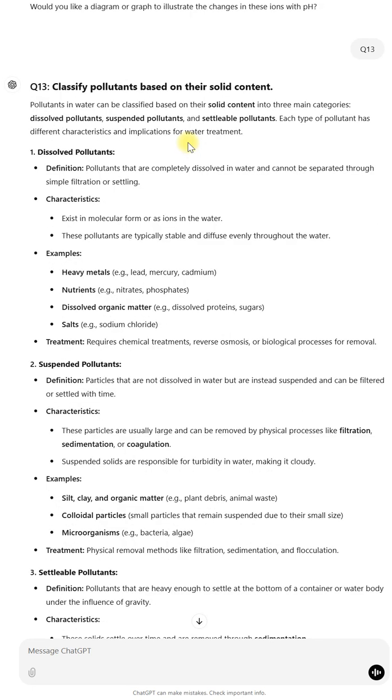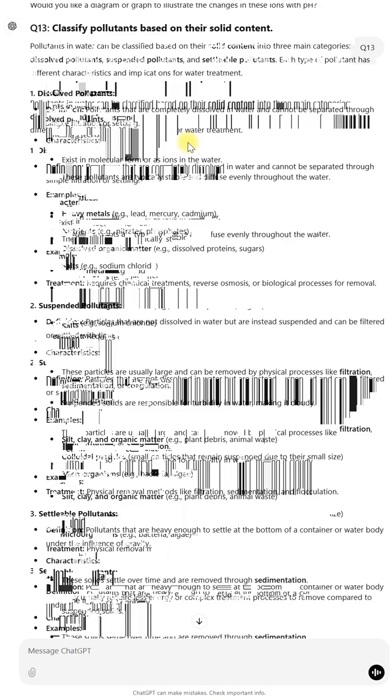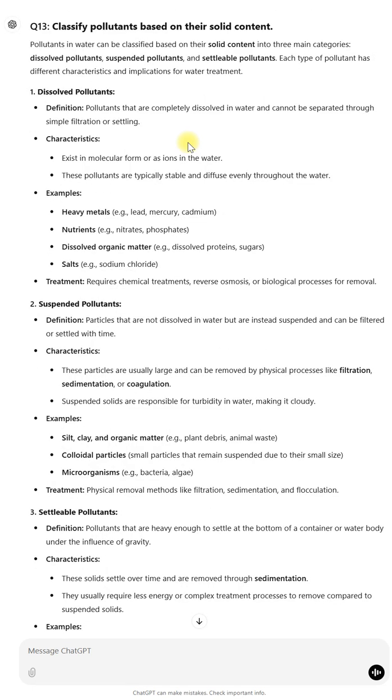Q13. Classify pollutants based on their solid content. Pollutants in water can be classified based on their solid content into three main categories: dissolved pollutants, suspended pollutants, and settlable pollutants. Each type of pollutant has different characteristics and implications for water treatment.